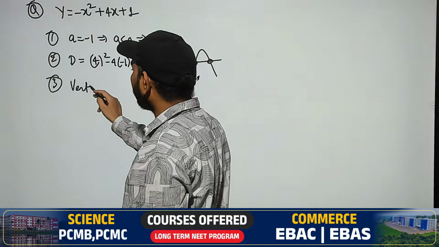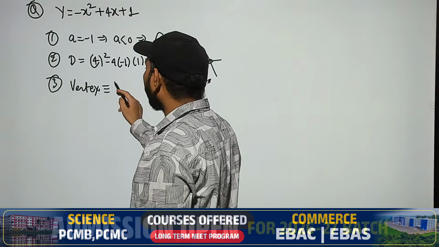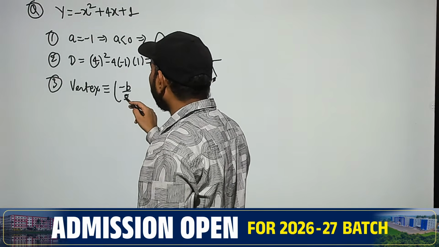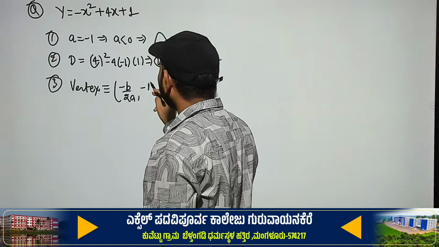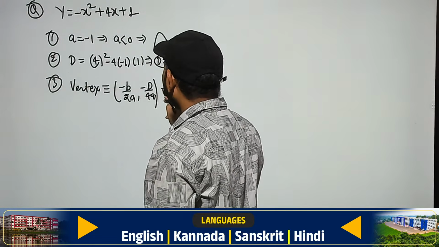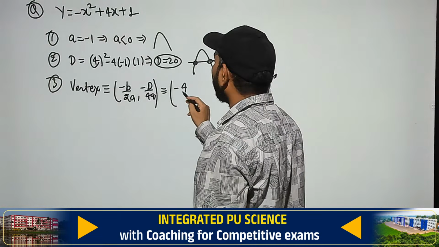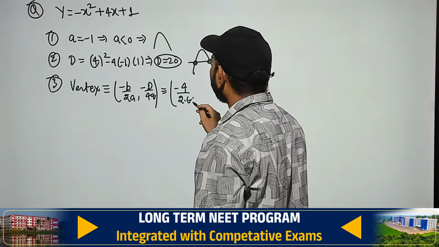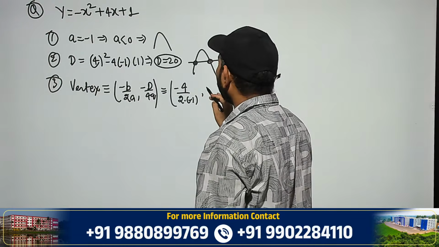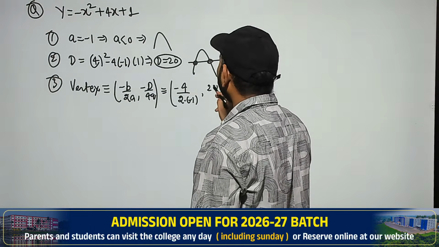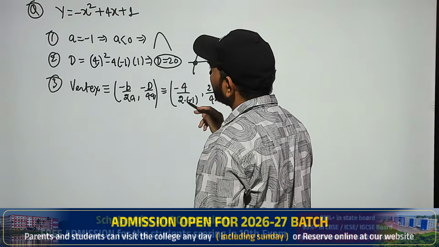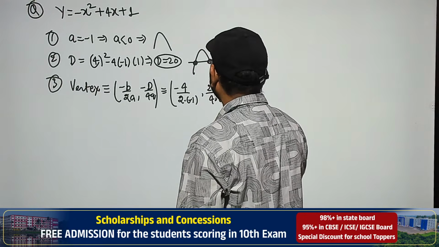What is the vertex formula? The vertex formula is simple. Yesterday I derived it: minus B by 2A, comma, minus D by 4A. So what is this vertex? Minus B, B value is 4. So minus 4 divided by 2 into A value, which is -1. Then minus D, D is 20, by 4 into A value, which is -1.